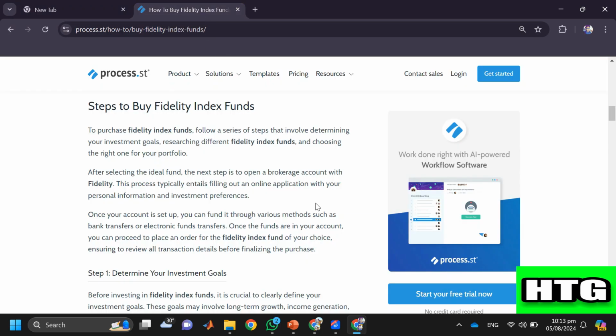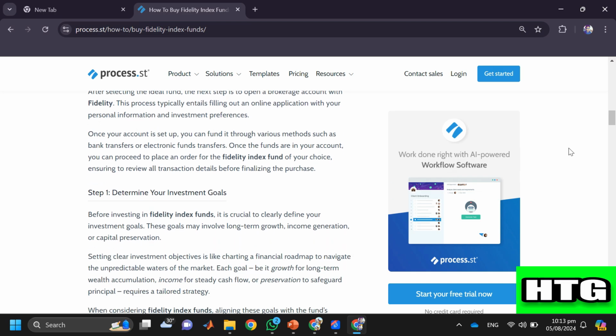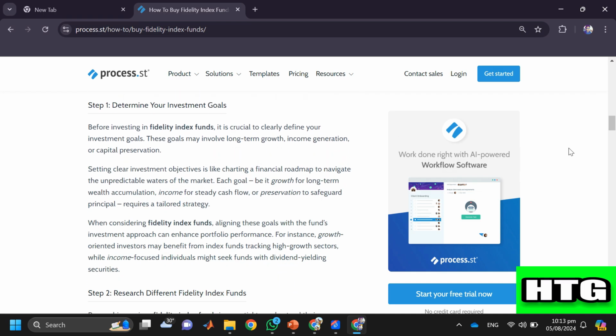So in order to use Fidelity to buy index funds, you have to follow these steps. So step 1, determine your investment goals. Before investing in Fidelity index funds, it is crucial to clearly define your investment goals. These goals may involve long term growth, income generation, or capital preservation.